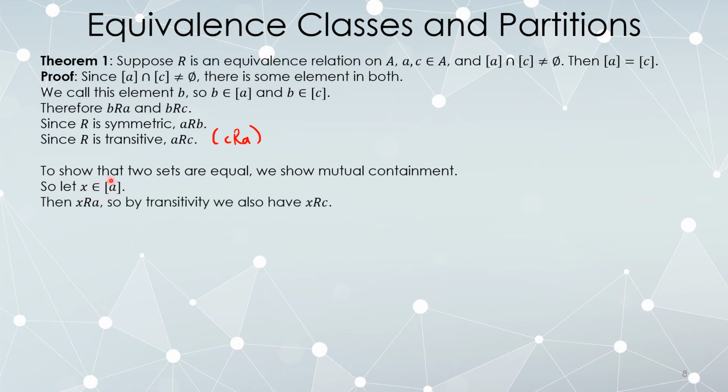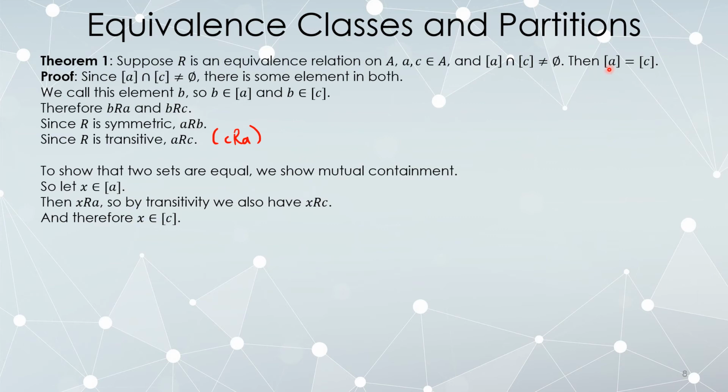But if X is in the equivalence class of A, it's related to A. So X is related to A and A is related to C. Therefore, X is related to C because we assumed R is an equivalence relation and therefore transitive. But if X is related to C, it's in the equivalence class of C. So any element in the equivalence class of A must be in the equivalence class of C.